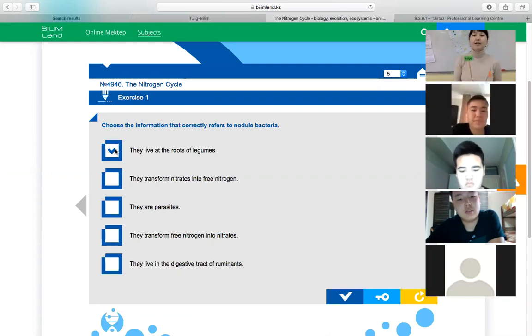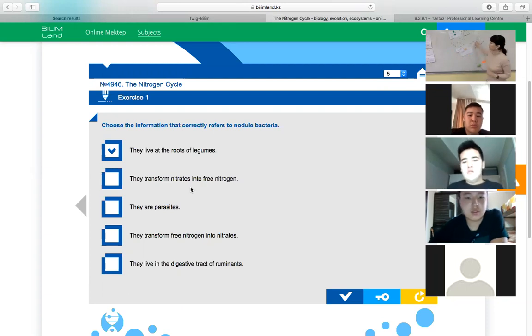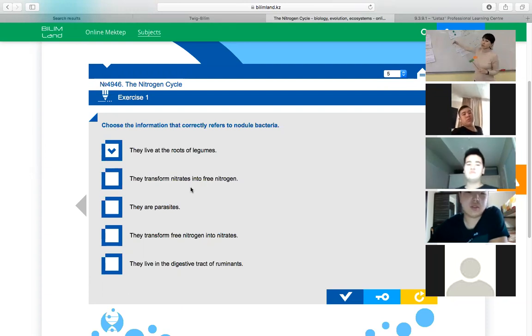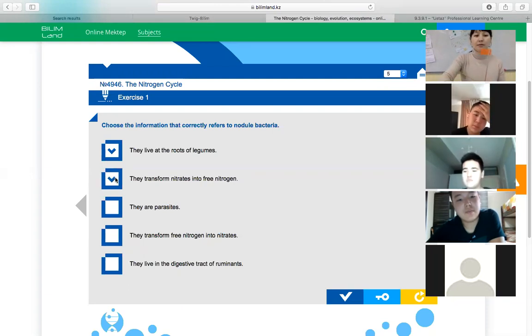Next, Amirlan. They transform nitrates into free nitrogen. Is it true? False. From nitrate to nitrogen? No. From nitrogen to nitrate. Yes, false. You're right. It must be false.